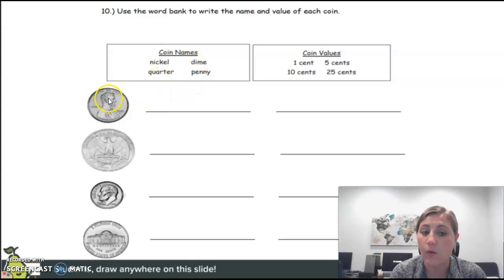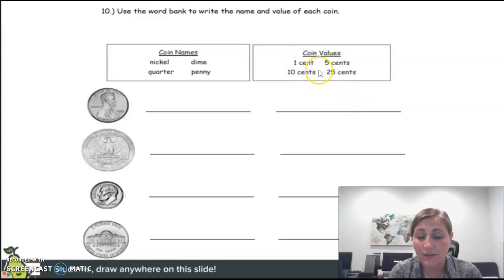I want you to think about what you remember each coin looking like and see if you can remember the name of each coin. After you write the name of each coin on the line, then you're going to come over here and look at the coin values. That means how much the coin is worth. So after you've written the name, then you can write the value.